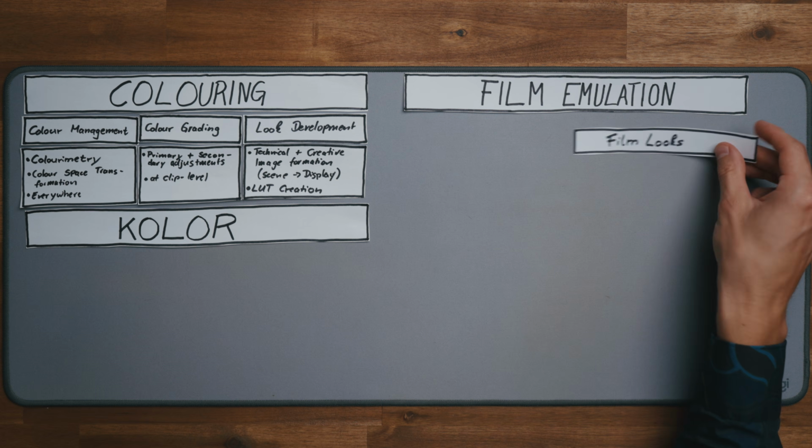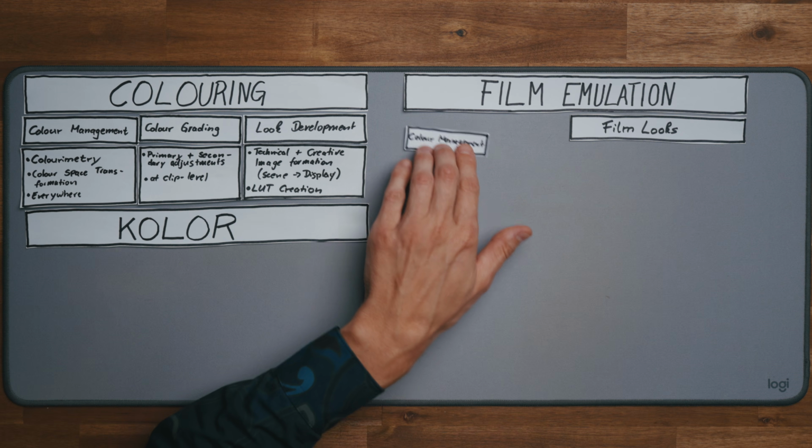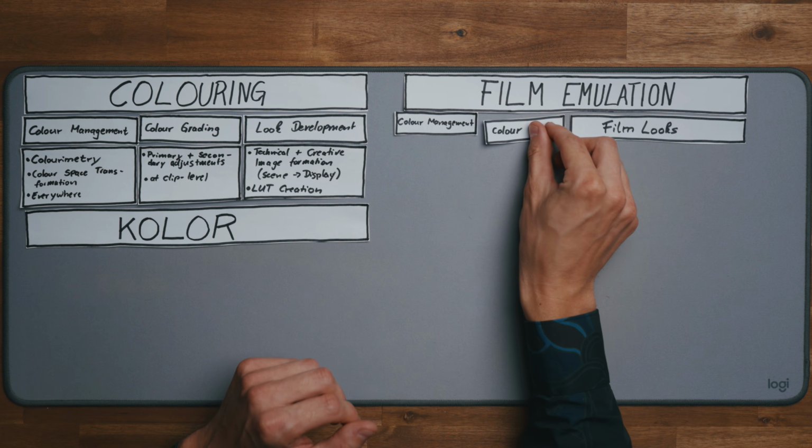You want to use film emulation if your primary goal is achieving the film look. That means film looks are the literal backbone of film emulation. But to make film looks work successfully, you also have to consider color management and color grading. And I think this is where most of the confusion comes from.